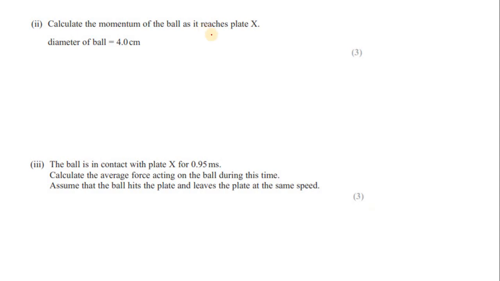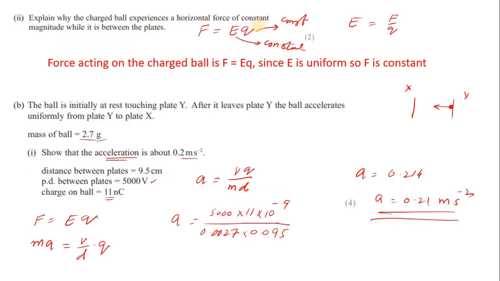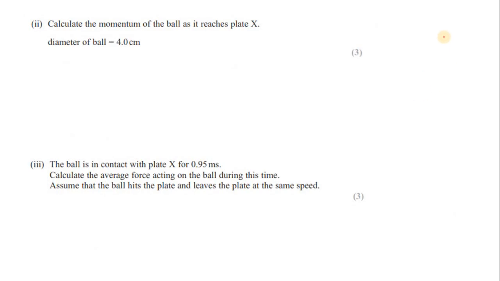Calculate the momentum of the ball as it reaches plate X. If you need to find the momentum as it reaches plate X, this is plate Y and plate X, so we have this configuration. The ball was at rest and it is moving toward plate X. Because it is accelerating, speed is continuously increasing, velocity increasing. When the ball is about to touch, at that moment the ball has some speed v.